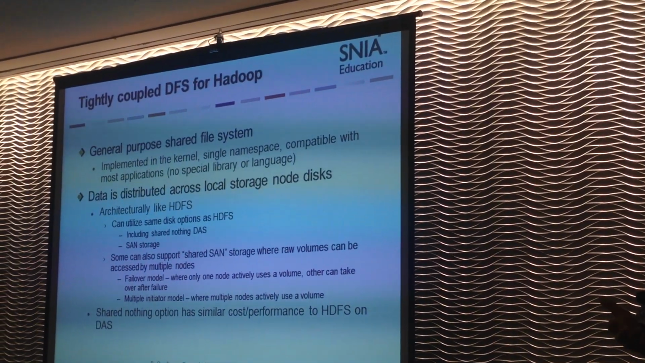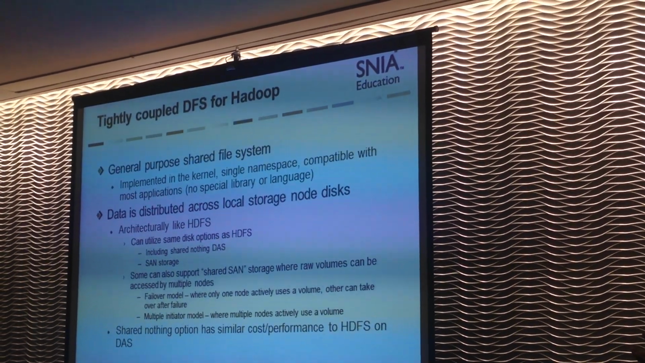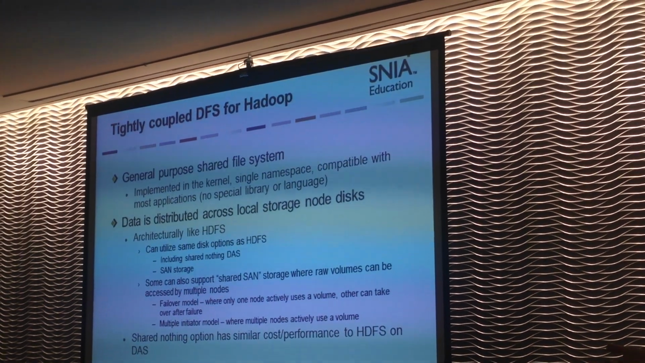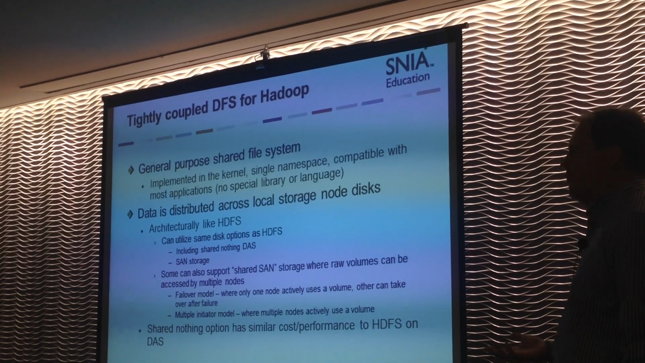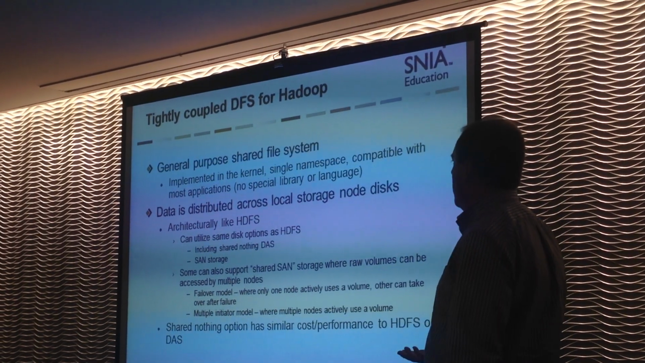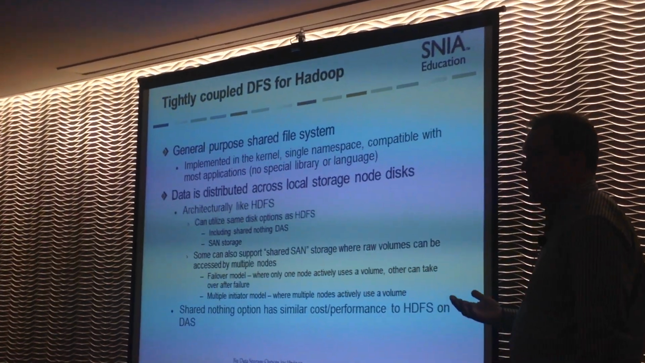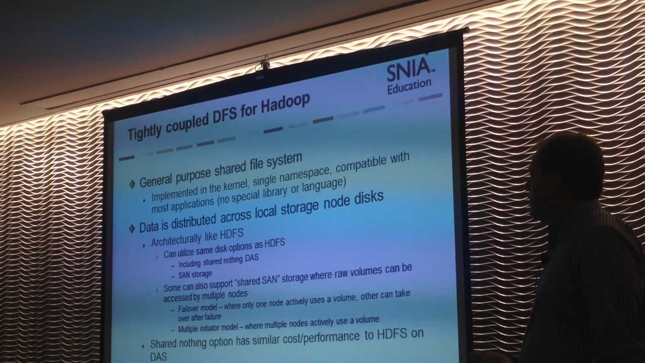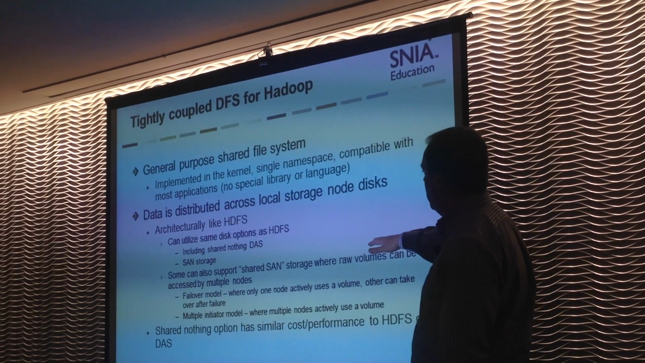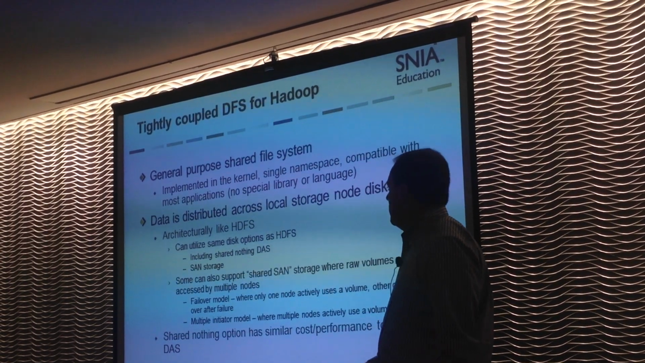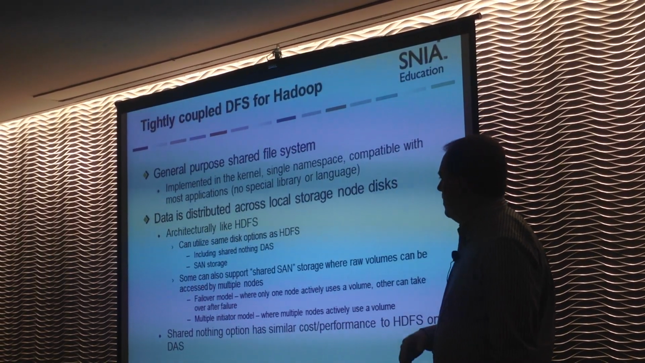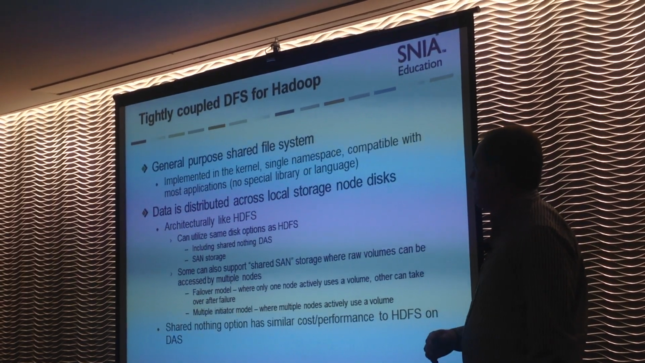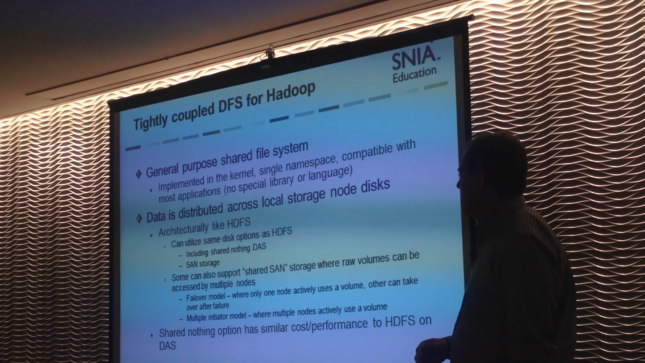One of the big differences with this type of system is that you have a general purpose file system. It's not just special purpose for Hadoop. You can run other applications on it. You can run NFS on it, or FTP, or anything else you want. You can still use the same kinds of options for disk storage as HDFS. You can run it with shared nothing DAS, or direct attached storage. You can run it with SAN storage. It'll work either way.